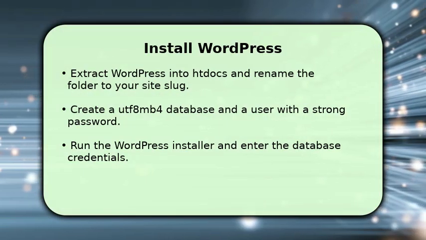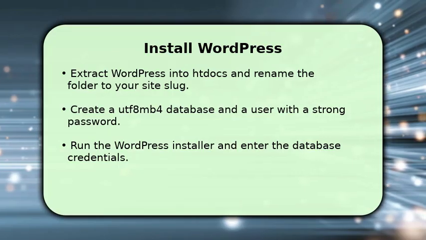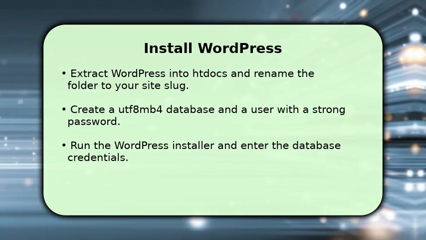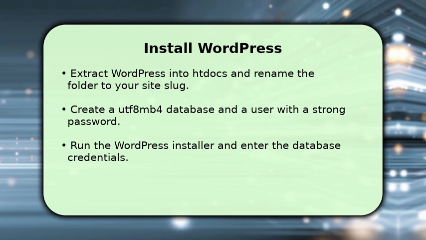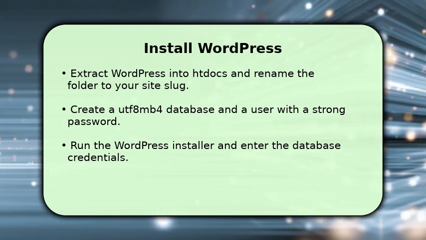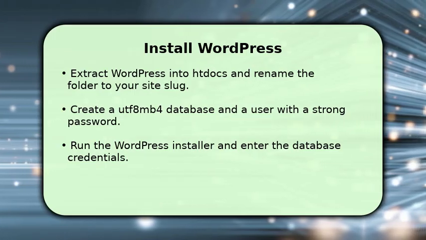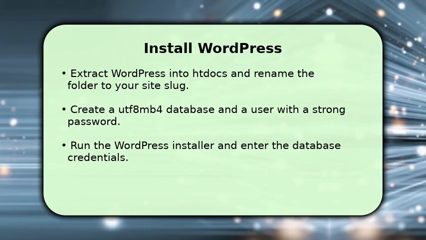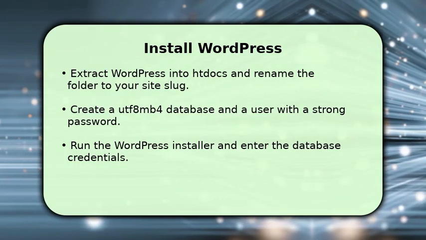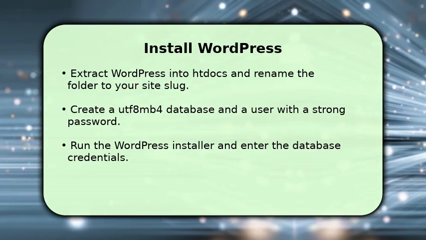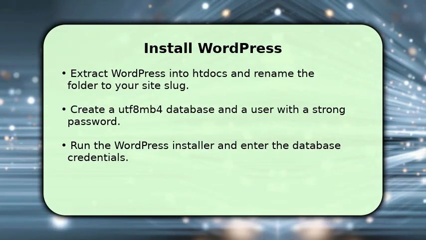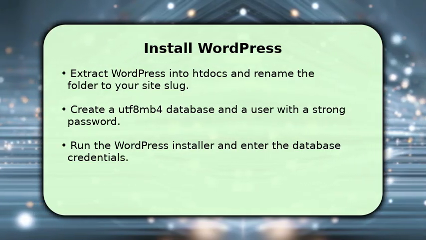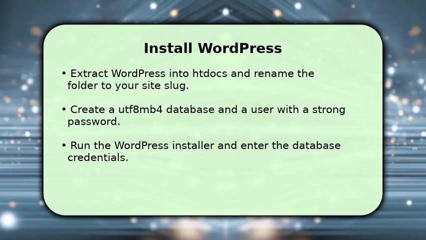Download the latest WordPress zip and extract it into the XAMPP htdocs folder. Rename the folder to your site slug and set permissions if required. Open phpMyAdmin and create a database with utf8mb4 collation, then create a user with a strong password and grant all privileges. Visit http://localhost/your-site and run the WordPress installer, entering the database name, username, and password when prompted to complete setup. After installation, log in and configure permalinks, themes, and essential plugins for security and backups.